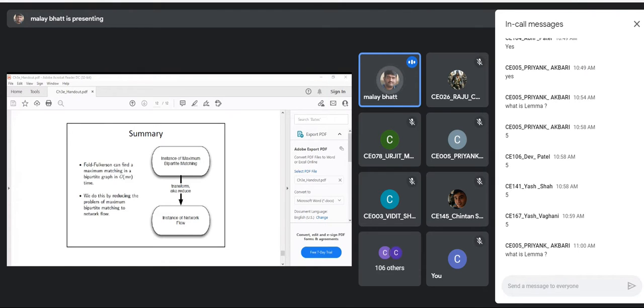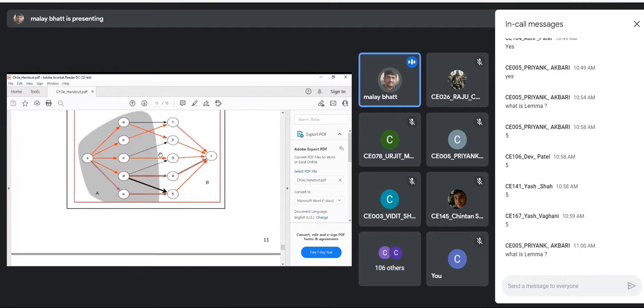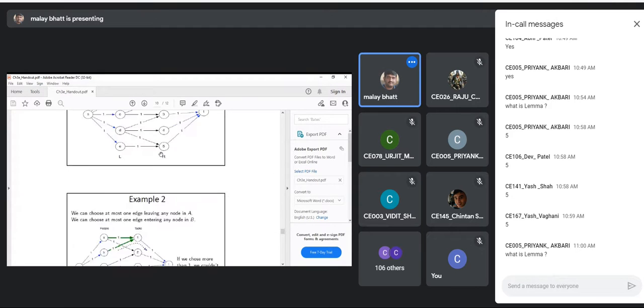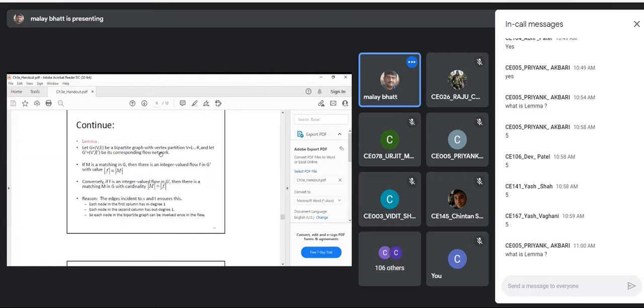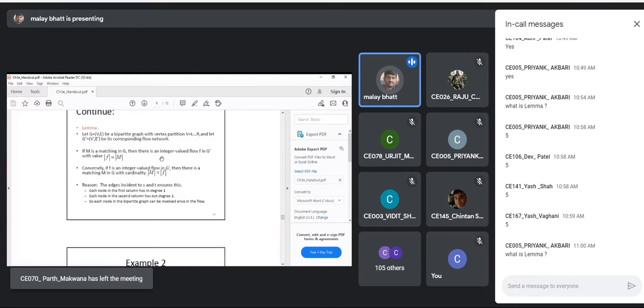Okay, what is a lemma? Let me go to that slide. A lemma is just one kind of rule, we can say. So if there is a bipartite graph, from that bipartite graph we get a flow network. And this lemma is telling that whatever the matching value is, the same will be the flow value. So from the bipartite graph, you can tell what the flow value of the network is. Similarly, if you have a flow network and you solve that flow network, the flow value will be equal to the maximum matching.